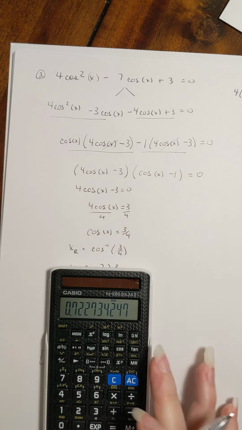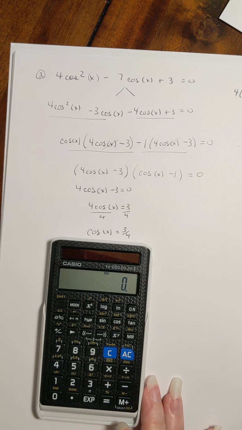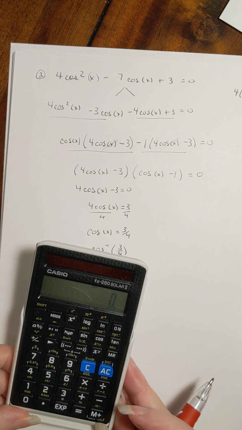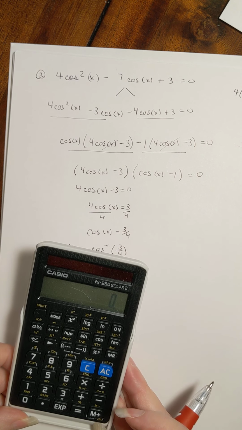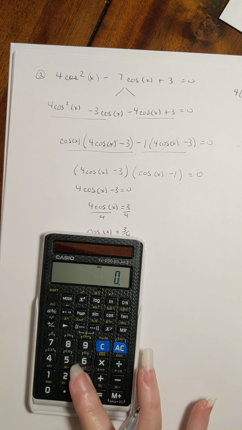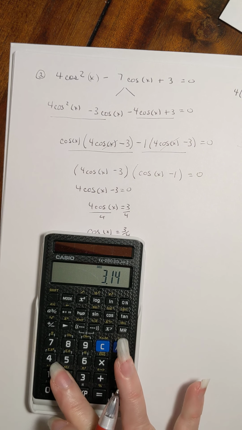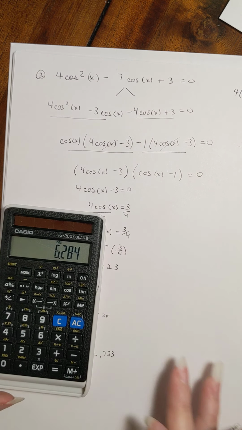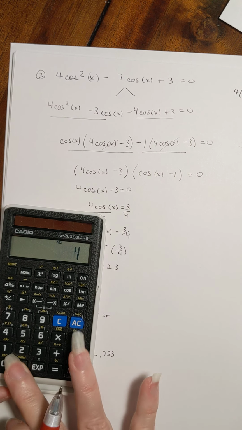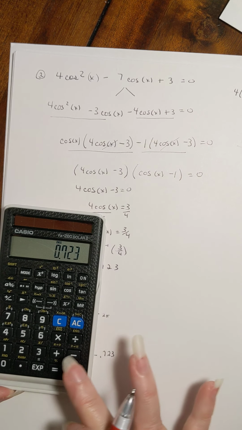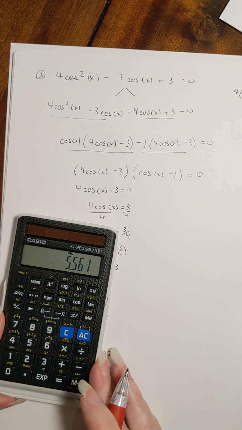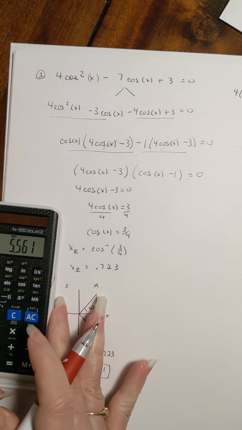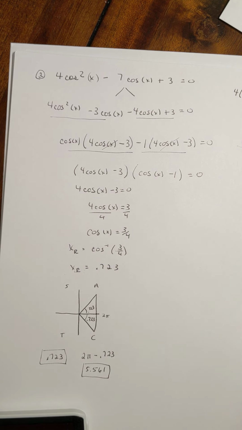So on my calculator, I'm going to go, and let's see, I don't see a pi. This is a new calculator. So I'll just use 3.142 times 2, and then minus 0.723. And that gives me 5.561. So this factor gave me 2 answers, just like normal.